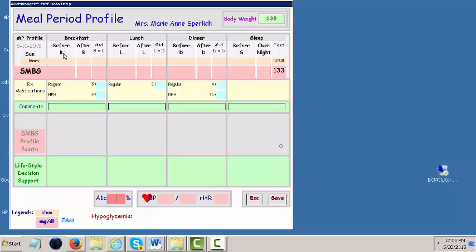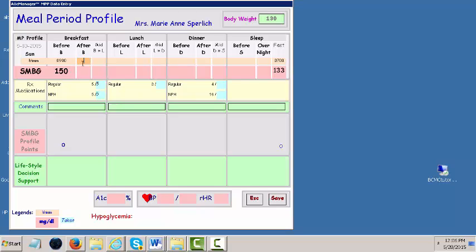I'm now going to go before breakfast. I had breakfast at 9 o'clock, and it was 2 hours later, and I decided to measure my blood glucose again. So at 9 o'clock a.m., I measured 150. Enter. 5 units of regular were taken, and 5 units of NPH was taken.